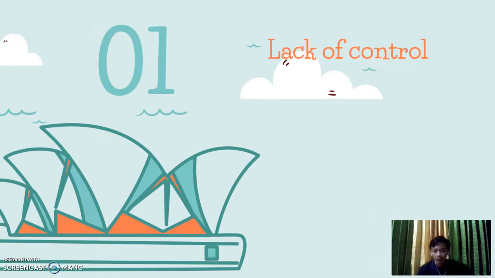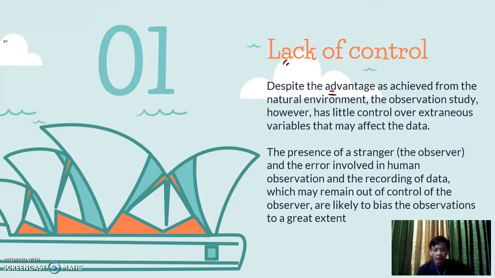First, lack of control. Despite the advantage achieved from the natural environment of the observation study, there is little control over extraneous variables that may affect the data. The presence of a stranger, the observer, and the error involved in human observation and the recording of data, which may remain out of control of the observer, are likely to bias the observation to a great extent.